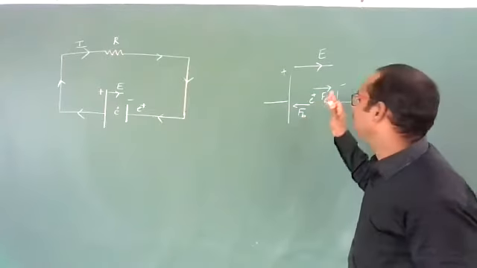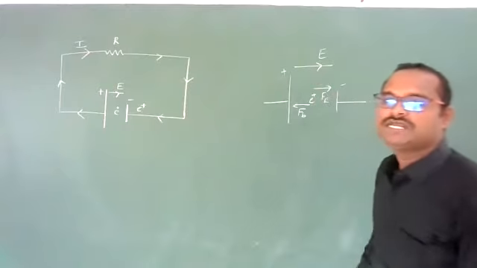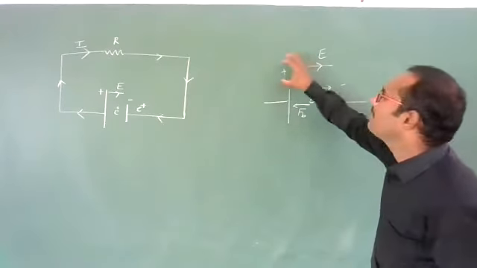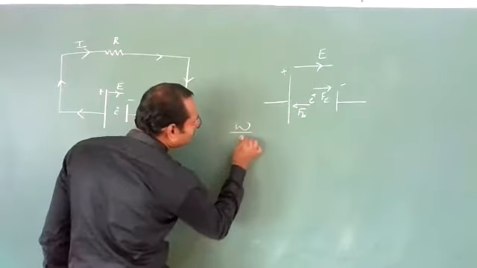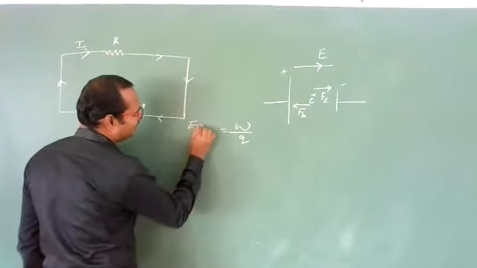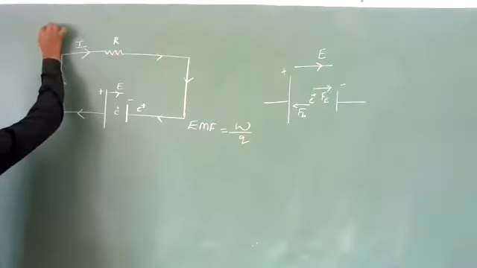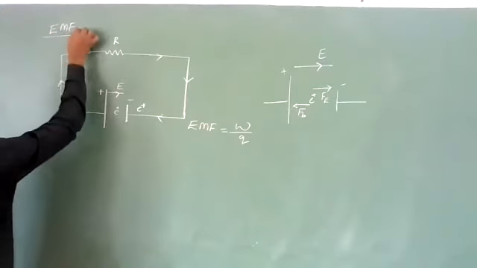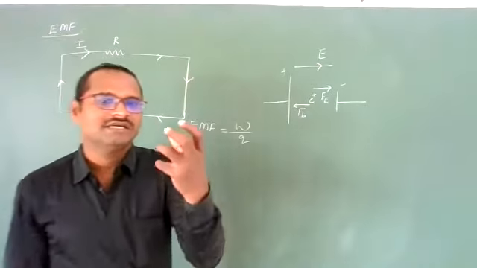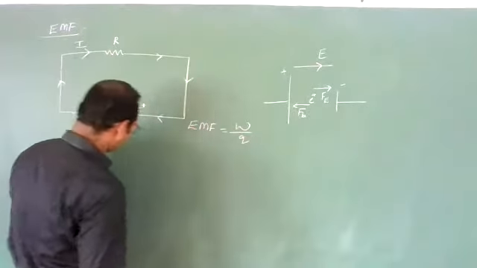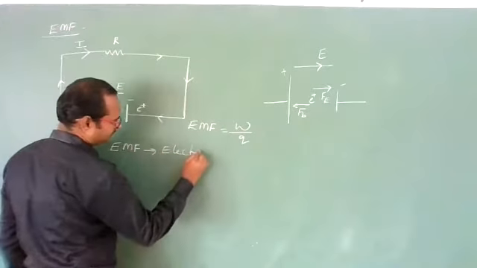The battery will perform some work on this charge particle to move it from the negative terminal to the positive terminal. This work done per unit charge is nothing but EMF, electromotive force. EMF, all capital letters, you write. EMF means it is not a force; it is a potential difference, work done per unit charge. So EMF is nothing but electromotive force.